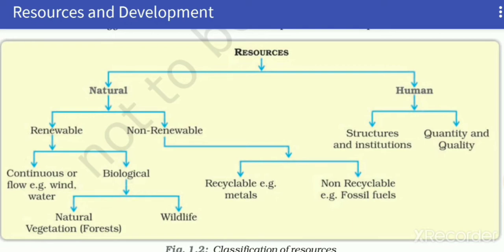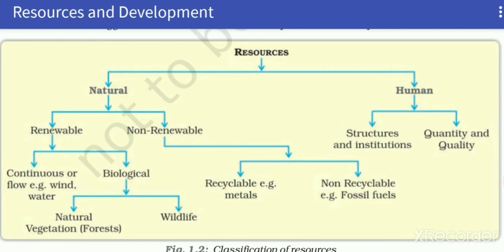And the second one is biological. It means something that has life. So it is of two types: natural vegetation means forest, and wildlife means animal. Non-renewable is also of two types: recyclable and non-recyclable. Recyclable means resources that are capable of being used again, like metal, and second one is non-recyclable, which cannot be used again, like fossil fuel.